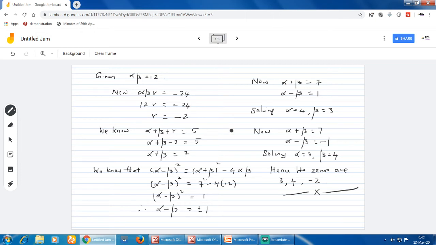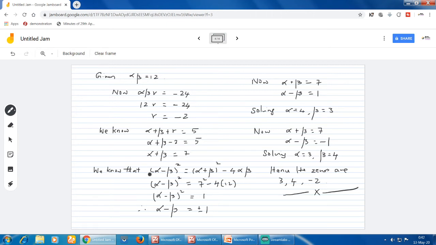now already given the product of two zeros is 12. That means alpha into beta equal to 12. But you already got alpha beta gamma equal to minus 24. This is the product of zeros. In this you substitute alpha beta as 12: 12 gamma equal to minus 24, so gamma is minus 2. But we know that alpha plus beta plus gamma is 5, from the sum of the roots. Substituting gamma as minus 2, alpha plus beta minus 2 equal to 5. Take minus 2 to that side, it will give 7. So you get alpha plus beta equal to 7.